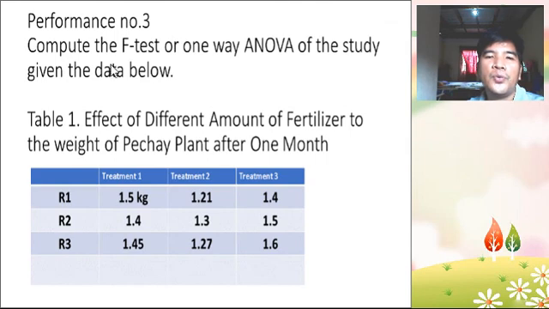So we have here your performance number 3. Compute the F-test or one-way ANOVA of the study given the data below. The study is the effect of different amounts of fertilizers on the weight of pechay plants after 1 month. This one is the weight. We have treatment 1, treatment 2, and treatment 3, and the replications. You are going to get the F-test or one-way ANOVA, to be submitted at the end of the quarter.